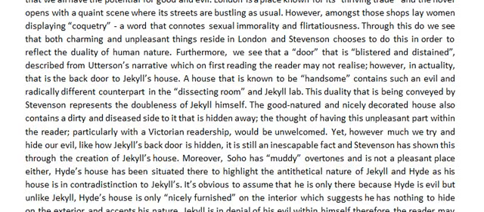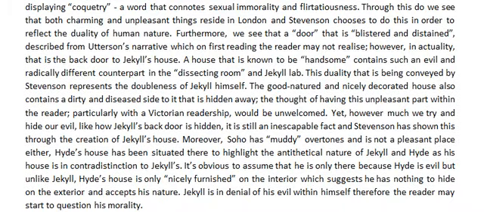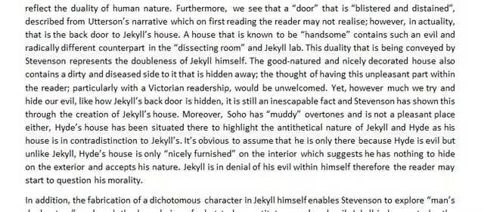Moreover, Soho has muddy overtones and is not a pleasant place either. Hyde's house has been situated there to highlight the antithetical nature of Jekyll and Hyde, as his house is in contradiction to Jekyll's. It's obvious to assume that he is only there because Hyde is evil, but unlike Jekyll, Hyde's house is only nicely furnished on the interior, which suggests he has nothing to hide on the exterior and accepts his nature. Jekyll is in denial of his evil within himself, therefore the reader may start to question his morality.